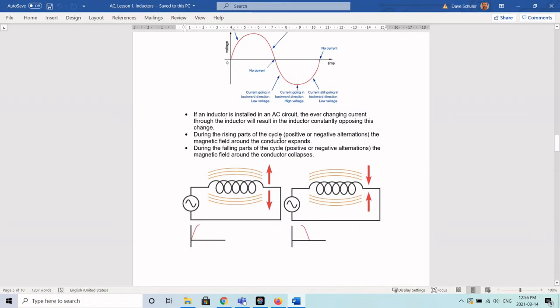So here's what we're looking at here. We have an expanding magnetic field as the current grows. We have a collapsing magnetic field as the current falls off.